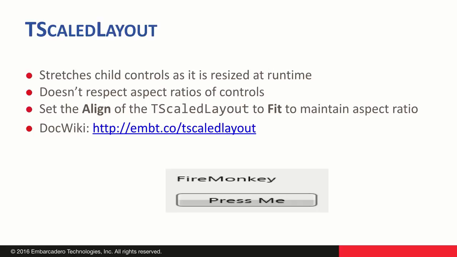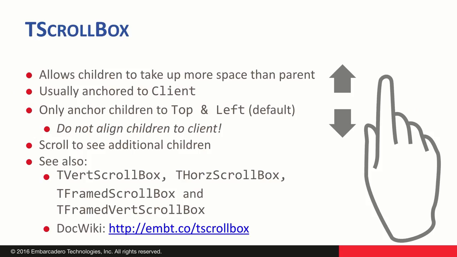Now, if you set the alignment of the TScaledLayout to fit, then the scaled layout will maintain its aspect ratio, so it won't ever distort it. So if you only stretch it up and down, then you'll have some space at the top and bottom. But as soon as you start stretching right and left as well, then it will expand to fill that out. So you can either have it stretched like you see there, where that text is really stretched horizontally, that's without setting it to fit, or you set it to fit, and it'll always maintain the aspect ratio as it stretches.